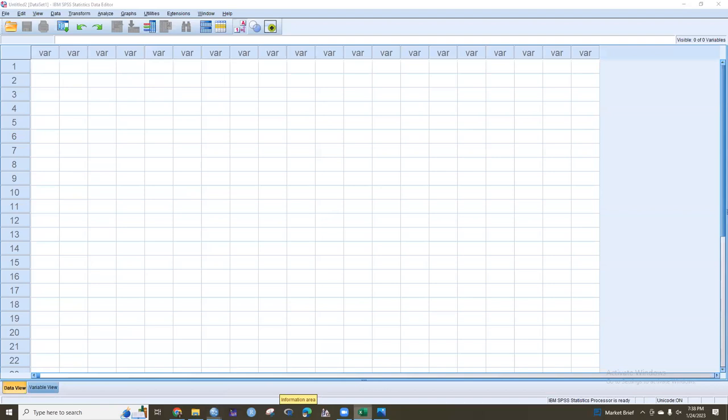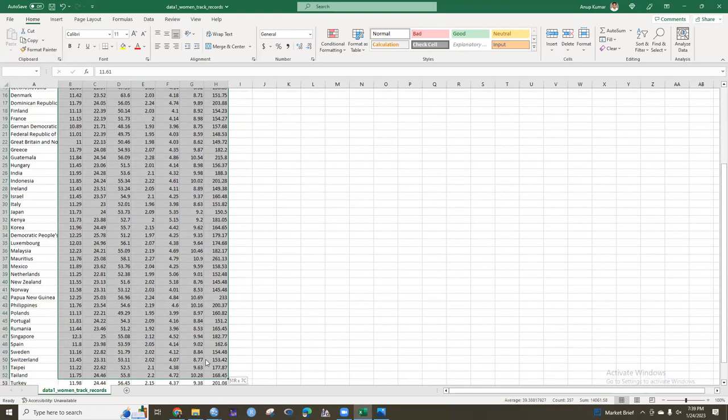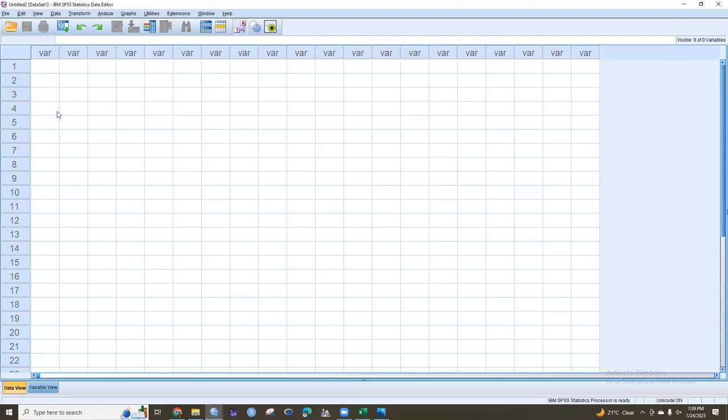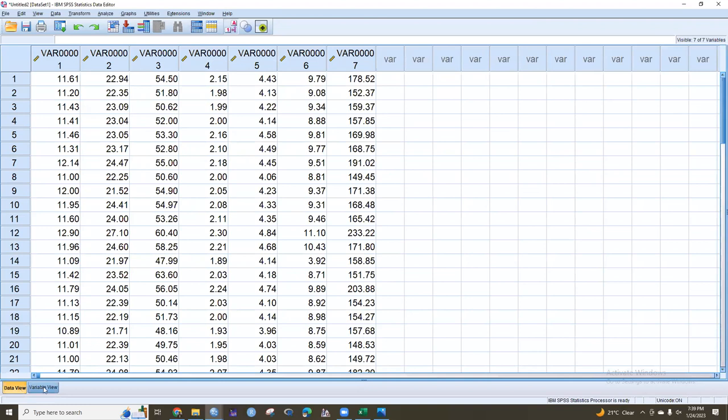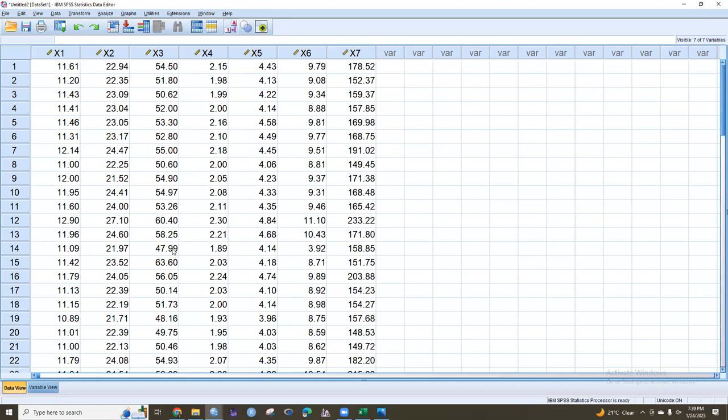So what I will do right now is simply copy this data set from here, go to the data view, and paste it here. Okay, and then I will name the variables X1, X2, X3, X4, X5, X6, and X7. So this is my data set. If I go to the data view, this will look something like this.